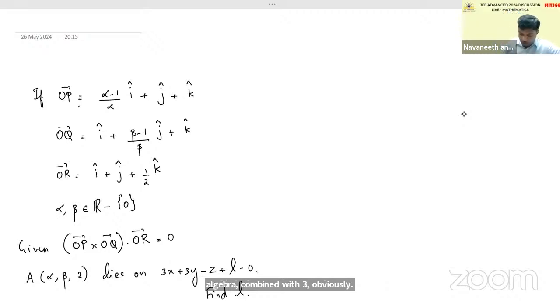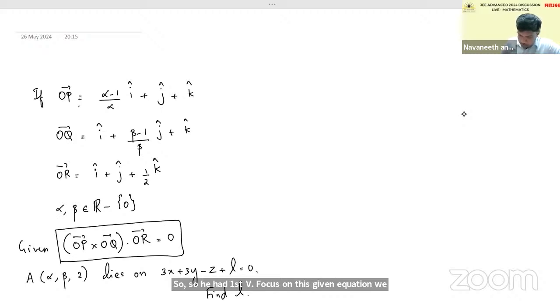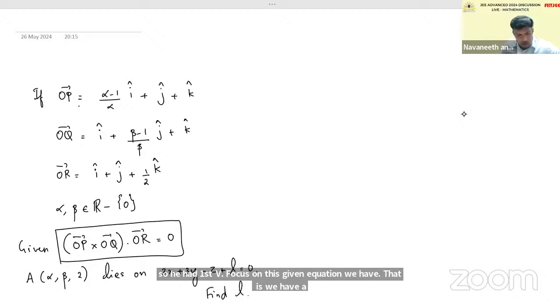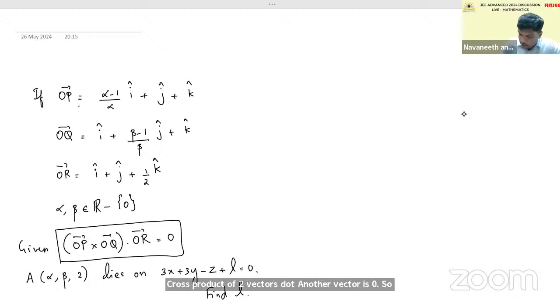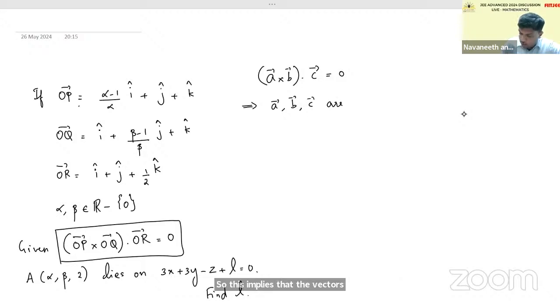So here first we have to focus on this given equation. That is, we have a cross product of two vectors dot another vector is 0. So what is the meaning of that? This is the theory part in this question. If you have A cross B dot C is equal to 0, what does that imply? This implies that the vectors A, B, C are coplanar.